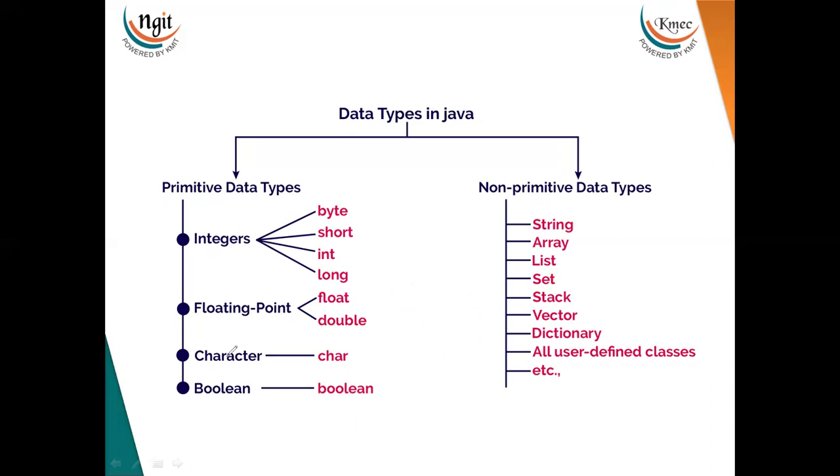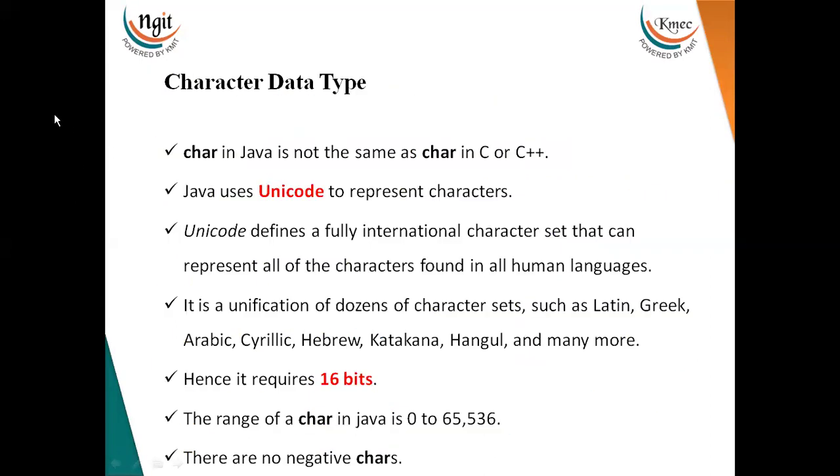Now, coming to the character. This is another data type. Anything enclosed in single quotes can be called a character. That may be an alphabet, digit, or special symbol. Anything enclosed in single quotes can be called a character in Java. Here, this character is not the same as in C and C++, because in C it occupies only 1 byte of memory, but in Java it occupies 2 bytes.